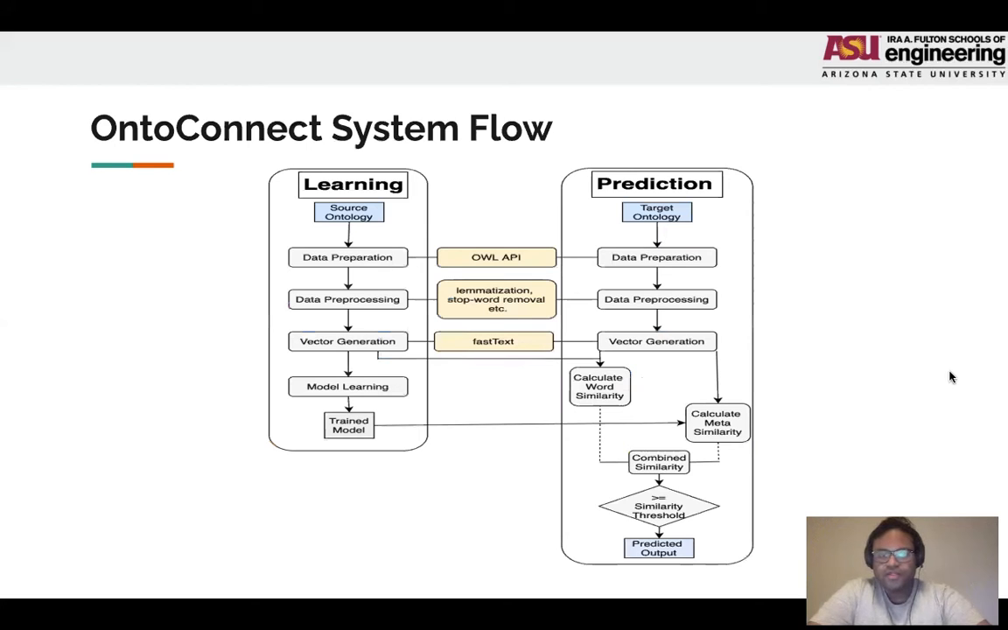Okay, so this is the entire system flow of the OntoConnect tool. We can see that it is divided into two sections. First one is the learning or the training part, and the second one is the prediction or testing part. In the learning part, we are only using source ontology, so that's why we are calling it unsupervised. And on the prediction, we are simply predicting on the target ontology and get the predicted similar source ontological entity as output.